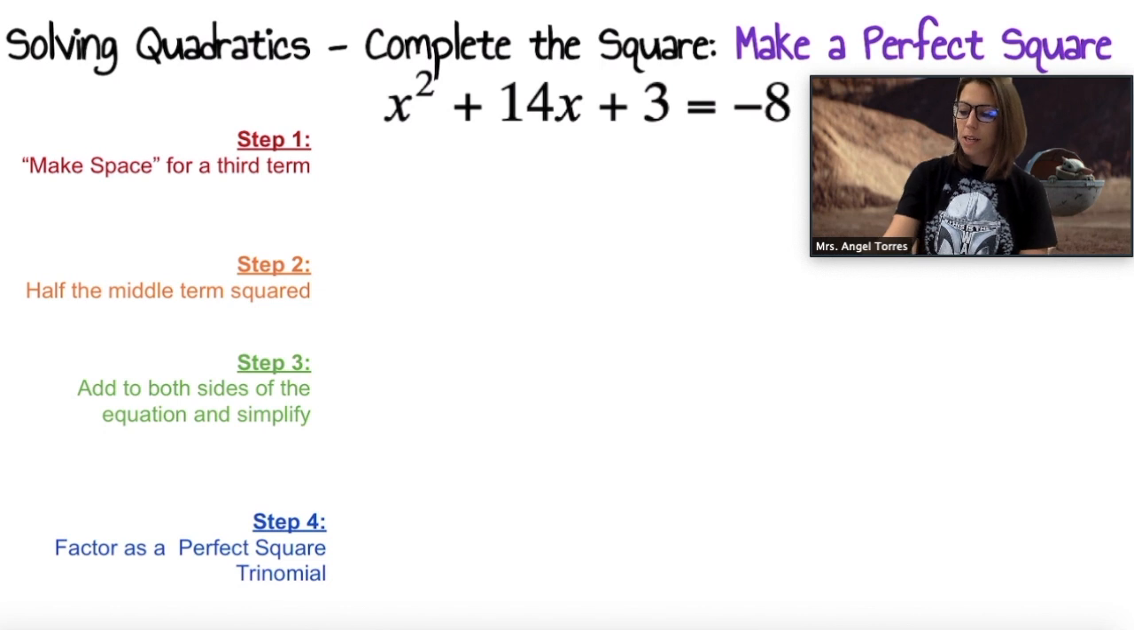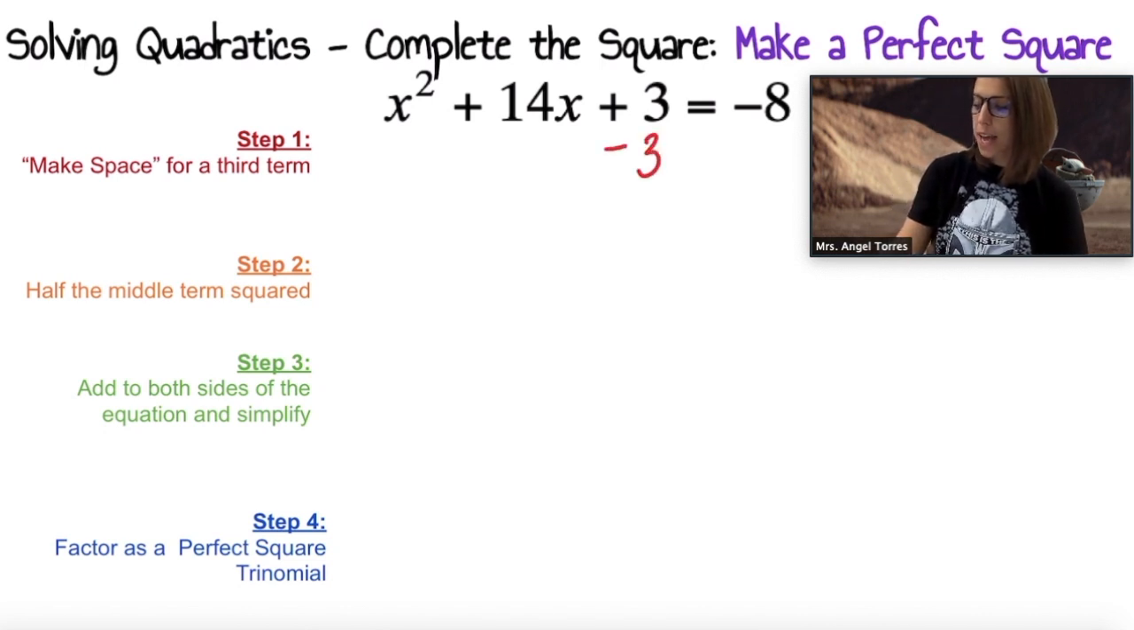So we can tell this isn't a perfect square trinomial because 3 is not a perfect square. We also notice that it's not set equal to 0, but that's okay in this case. Don't worry about that. Step 1 is to make space for a new third term, which means get that 3 out of there and subtract it from both sides.